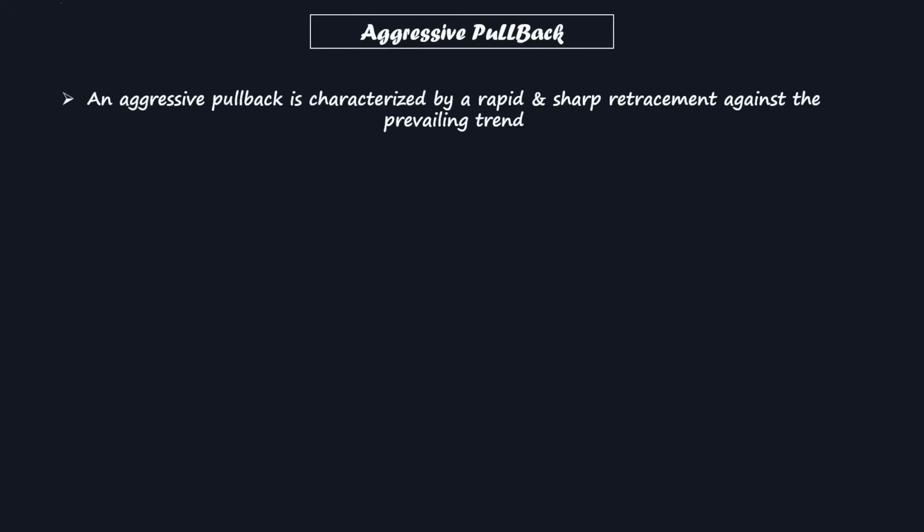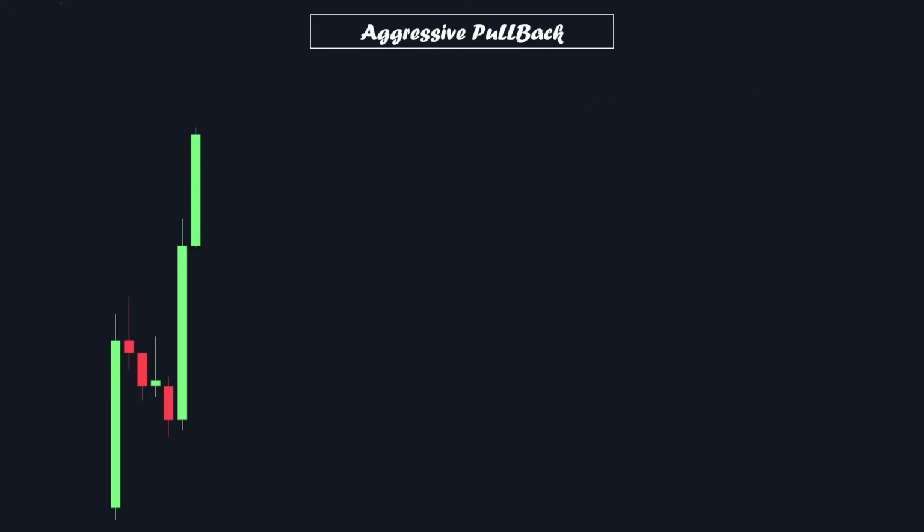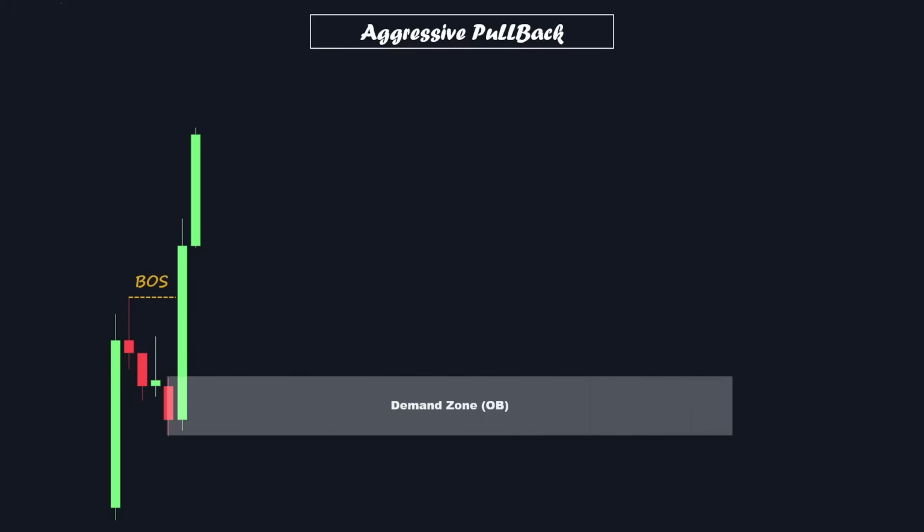An aggressive pullback happens when price makes a fast, sharp retracement against the trend, usually with big, strong candles moving quickly. In our example setup, price breaks below the previous candle's low, giving us a valid pullback. After completing the retracement, price shifts momentum strongly and creates a bullish break of structure, which allows us to mark a demand zone tied to that BOS. From here, we wait for price to return to that demand.